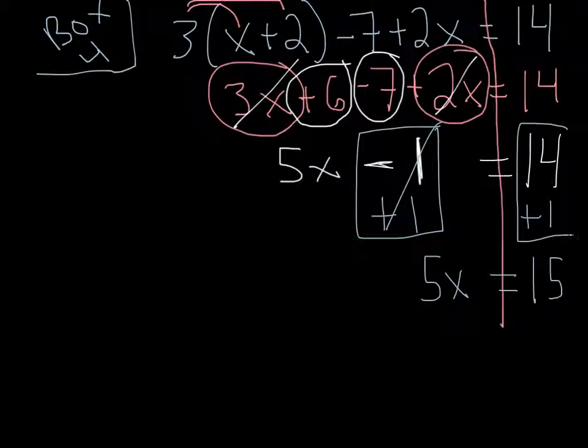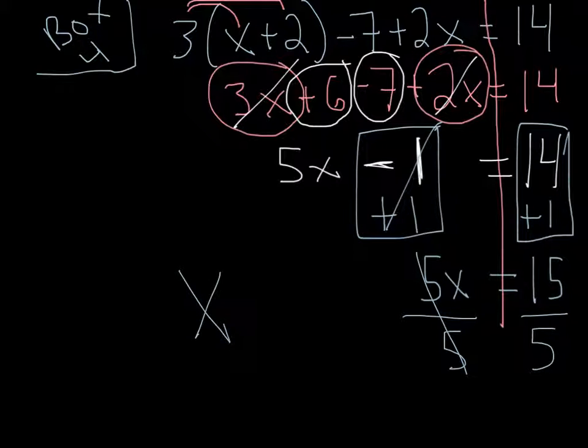Just use my addition box here. Those two are the same, so I add them. They're both positive, so they're going to stay positive. Now I'm going to divide by 5, and I end up with my answer. These two cancel. I get x equals 3. Remember, if this is going too fast, just make sure you pause it in between my steps.